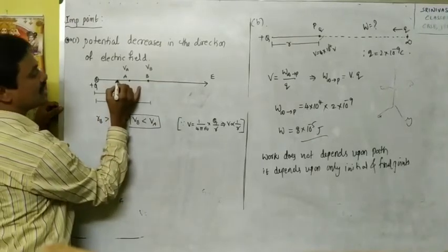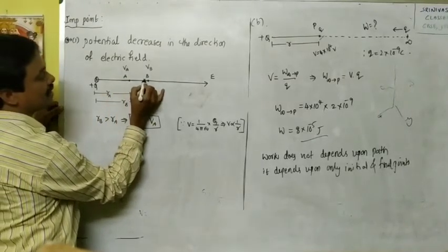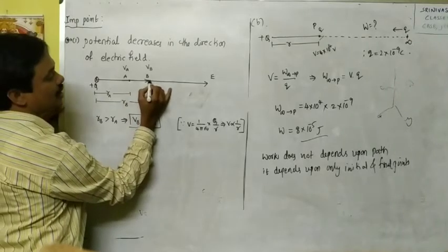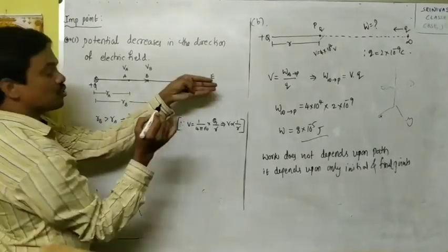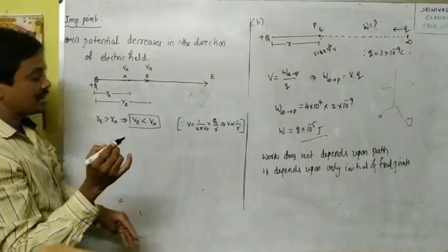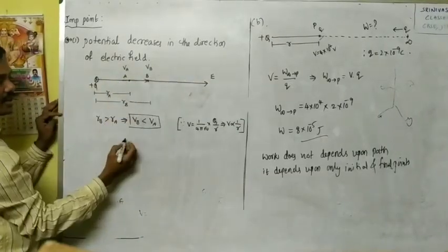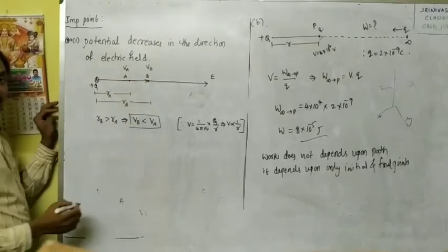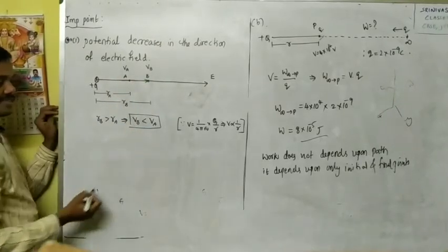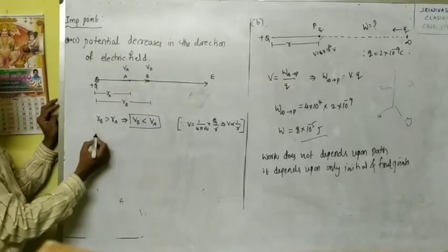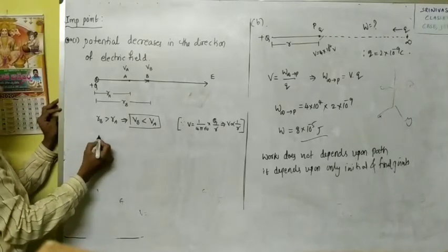That means you are going in the direction of the electric field. When you go from A to B, that is in the direction of the electric field, the potential is decreasing. At A the potential is more, at B the potential is less. VB is less than VA. Okay, this we can also write like this.